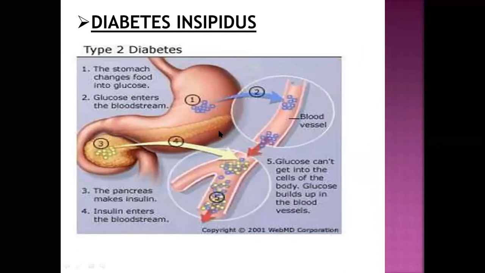So this is about the ventricle. Now next.